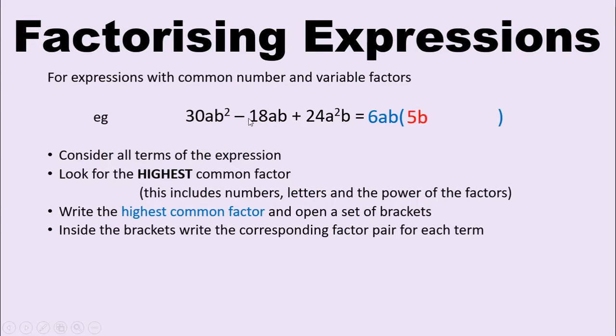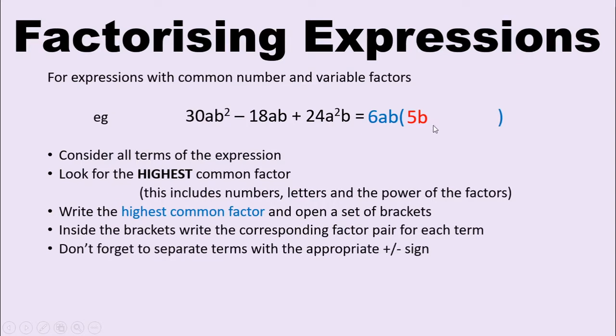For the second term, negative 18ab, first of all, a negative term divided by a positive expression will still be negative, so it will be negative something. 18 divided by 6 is 3, and ab divided by ab will cancel out my ab's, so that will just be negative 3. Don't forget that negative sign. It's really important. Without a plus or minus sign between two terms, they would end up grouping together to make one term. And we want our answer inside the bracket to have as many terms as our original expression had.